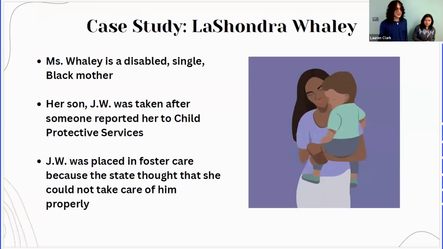So for our presentation, we centered it around a case study. And this involved a court case with the state of Tennessee and a person named LaShonda Whaley, who is a disabled single Black mother. And her son, JW, was taken after someone reported her to Child Protective Services. Miss Whaley has an intellectual disability as a result of being in a car accident when she was about 9 years old. And JW, her son, suffers from asthma and several skin conditions.